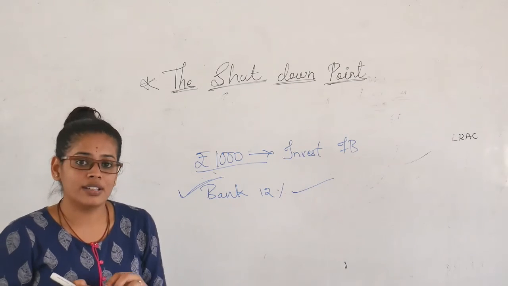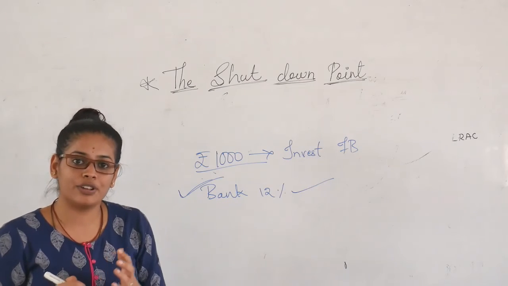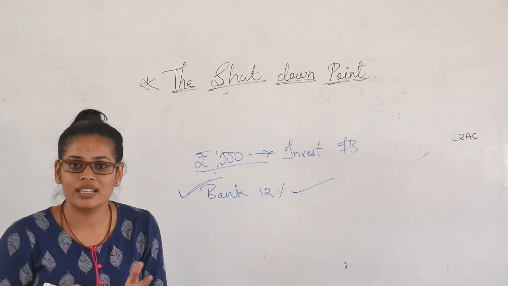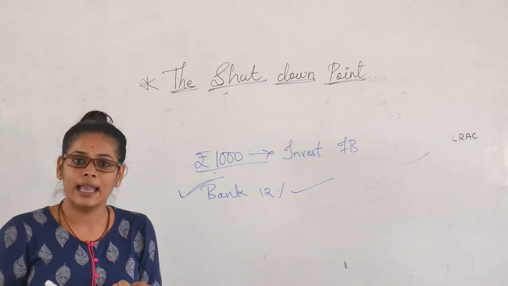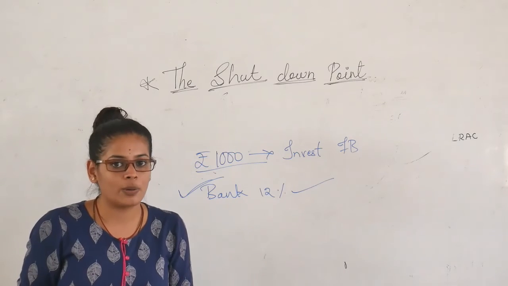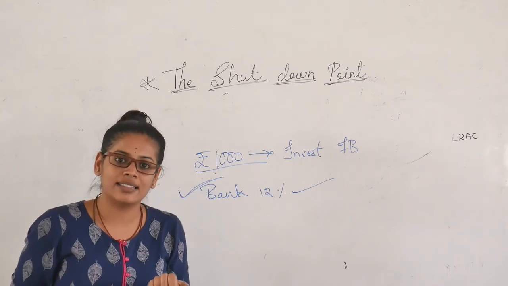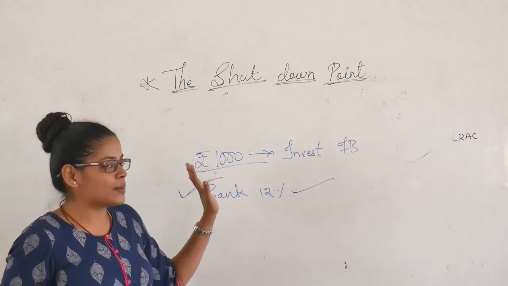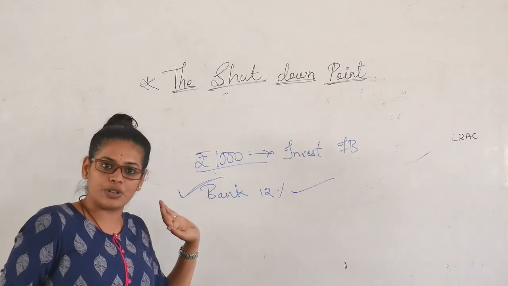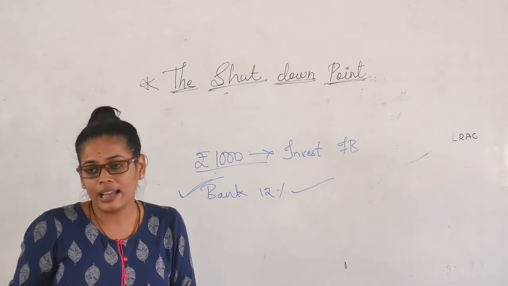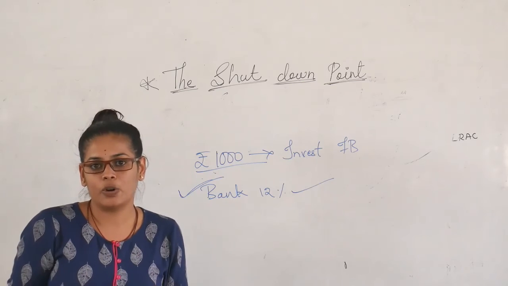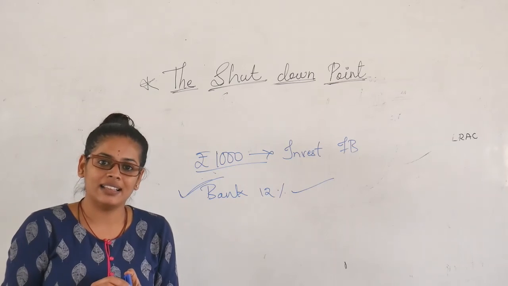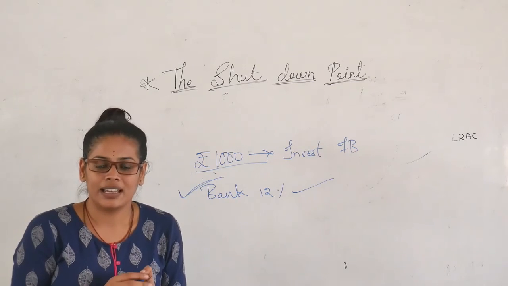I hope you have understood these three points which we have discussed in today's class. One is the shutdown point, second is the normal profit or the supernormal profit, and next we have also discussed the break-even point. And the last part was the opportunity cost. These three points are very important for us to understand this concept in economics.